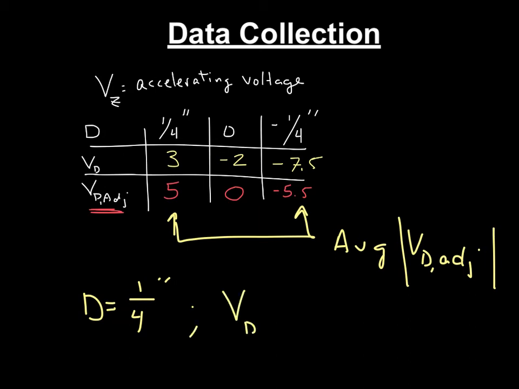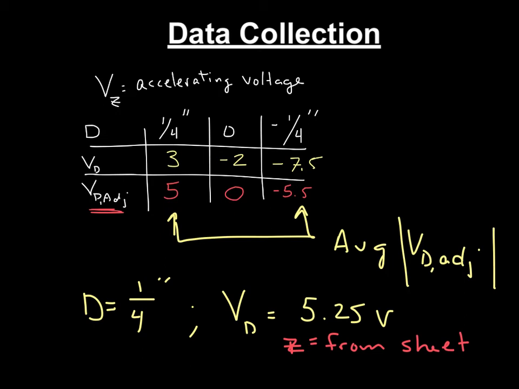Your deflecting voltage is equal to 5.25 volts. Once you have this value, you will get your Z value from your schematic that we've shown. Z is the distance from the deflecting plate to the screen.